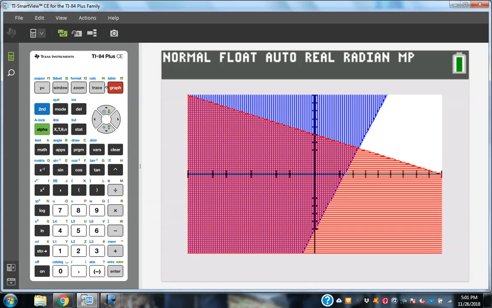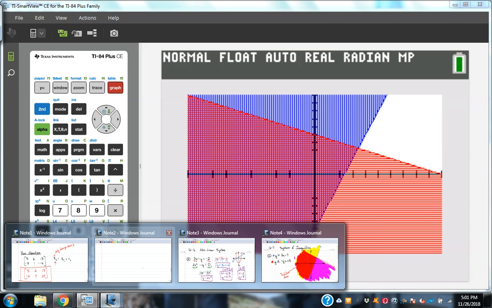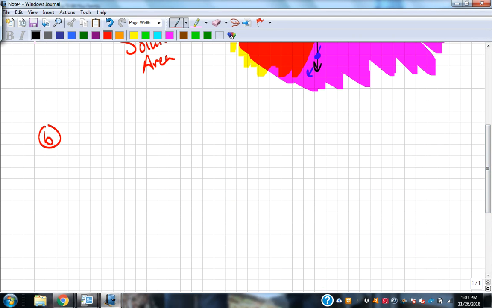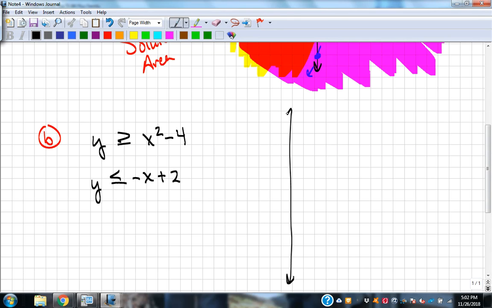With nonlinear systems of inequalities, exactly the same thing. Let's try this system. Y is greater than or equal to x squared minus 4, and then y is less than or equal to -x plus 2. I've got y by itself on each inequality. That's what I want. And then I want to graph that with the coordinate plane here.